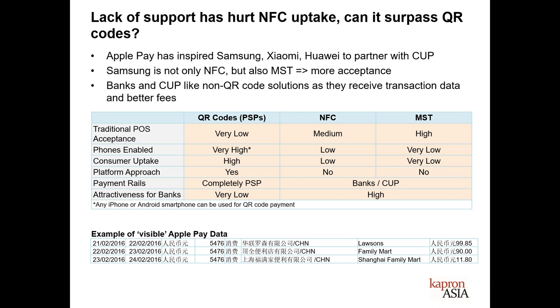Let's look at these technologies side by side and compare them. If you look at traditional POS acceptance, then Samsung Pay's acceptance is really high, while QR code is low. That's why all the merchants have to buy new scanners to be able to process these QR codes. As for phones enabled, for the MST technology, you really have to have a Samsung phone, and that's why the penetration is very low. At the same time, for NFC, it's a bit better. There are more and more new models that support NFC, and the combined market share of Apple, Xiaomi, Huawei, and Samsung is quite good.